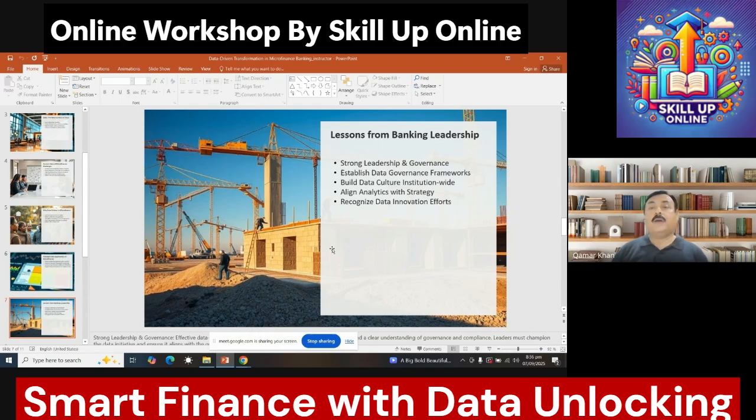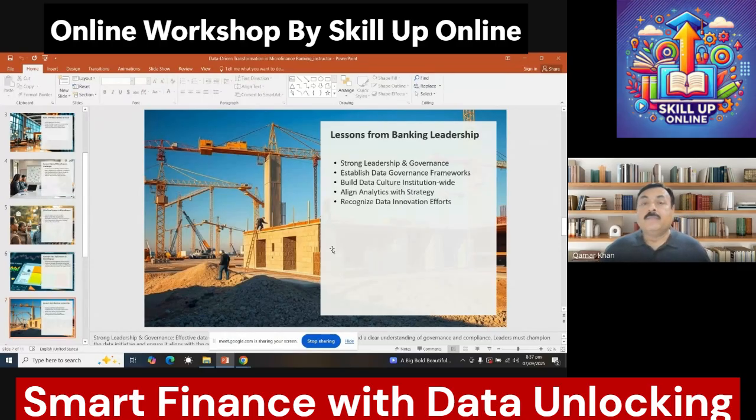The second thing is they can establish data governance frameworks with the help of a database. And they can foster a data culture which encourages staff to use data for decision making and enhances overall institutional effectiveness. Leadership should promote data literacy and data-driven mindsets down the line in their organizations.